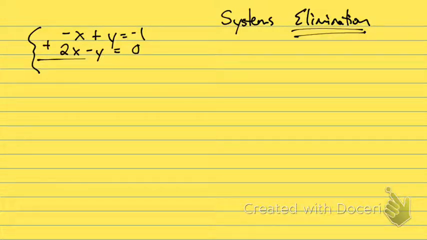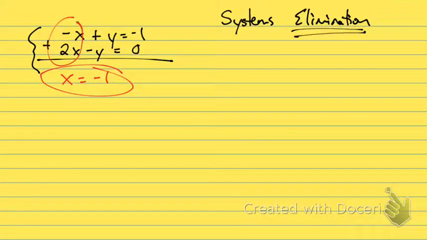So if I add these together, I get x equals -1. In fact, I don't have to do any more algebra than that to add them together. Negative x plus 2x is x. y and negative y is 0. And -1 and 0 is -1. So I know x is -1.